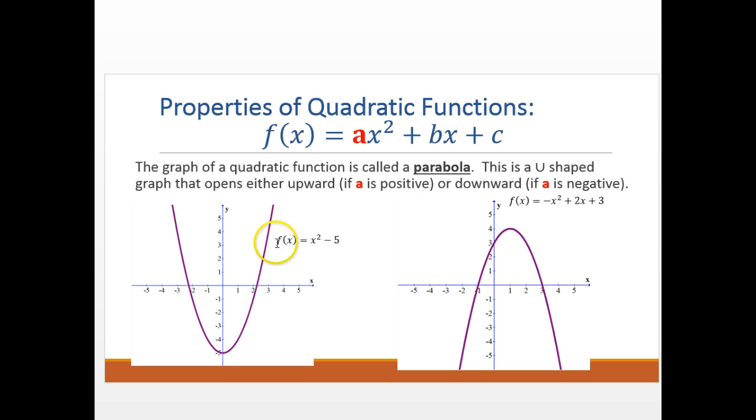In this first example, we have f of x equals x squared minus 1. The coefficient in front of the x squared is understood to be 1, which is positive, and notice this graph makes the U shape opening upward. This next example is f of x equals negative x squared plus 2x plus 3. Notice the coefficient of the x squared is negative 1, and this graph opens downward and has the standard U shape.